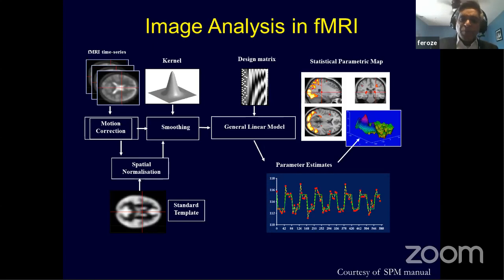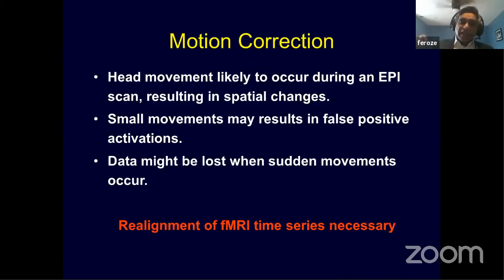So the most popular statistics, how we would do that. I want to talk a little bit about motion correction. Motion correction is one of the biggest problems in fMRI, and head movement occurs during EPI scans. Small movements can cause false positive activations that are not supposed to be there.